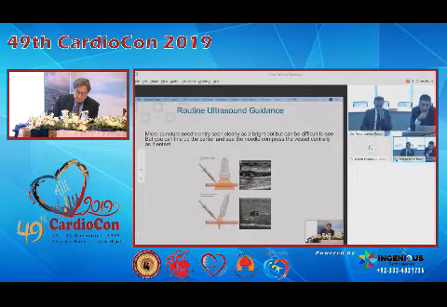I think routine ultrasound guidance is very important. You need to see the exact entry of the micropuncture needle.